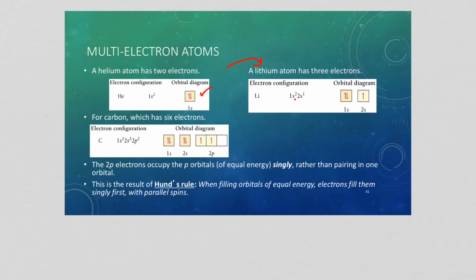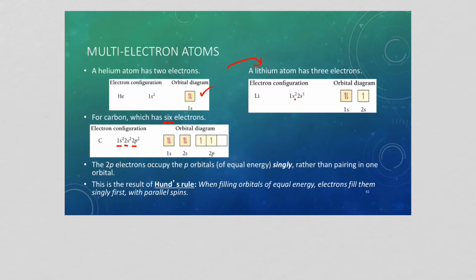Now, if we keep going, we can see this pattern. We jump over a few to carbon. Element number 6 will have 6 electrons. If we look at the configuration, we're just going to go in order. The first 2 electrons go into the 1s. The next 2 electrons go into the 2s. The next 2 electrons go into the 2p.